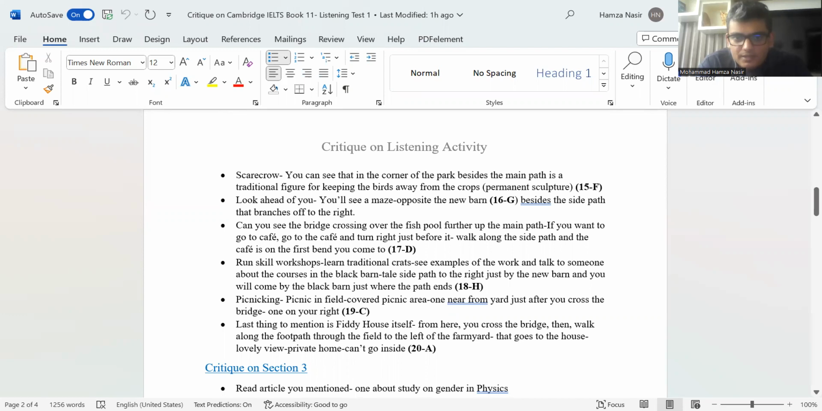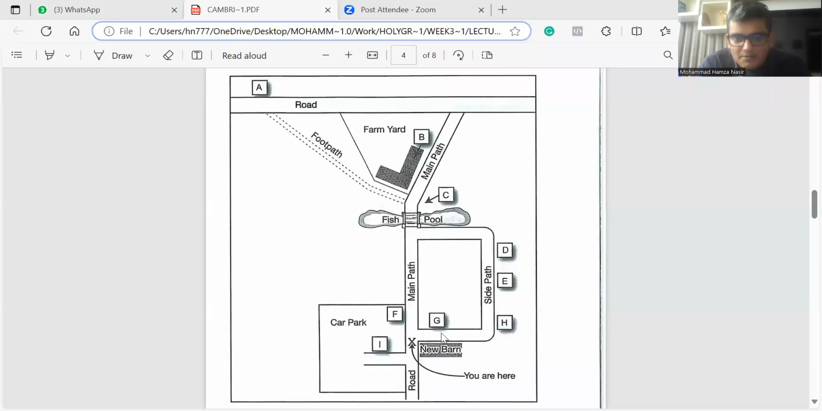Okay, so we just go there for a second. Let's go to the map for a second, right? And let's take a look at it. Okay, so the maze is right opposite the new barn. So this is the new barn here. What's opposite? On the other side, that is this point. And it's also saying that it's along the side path that branches off to the right. So we were here at X.